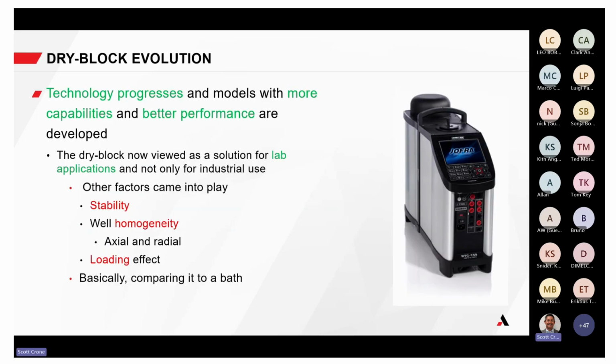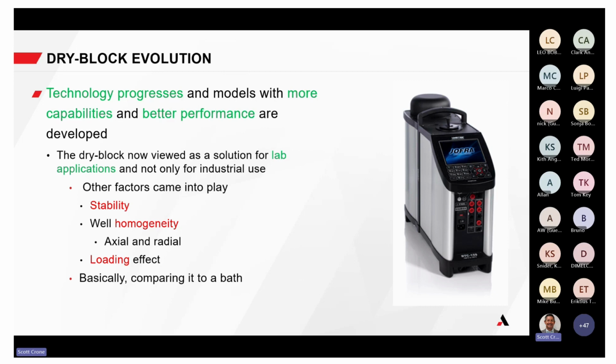Now, when you evolve it, what we've done, not just us as a manufacturer, but all manufacturers have had input into taking the dry blocks and moving them along from being a basic block of metal that heated and cooled to getting additional features and additional performance. So as technology progressed, we were able to give it better performance and better capabilities. And now it's viewed as a solution for certain lab applications and not just for industrial use.